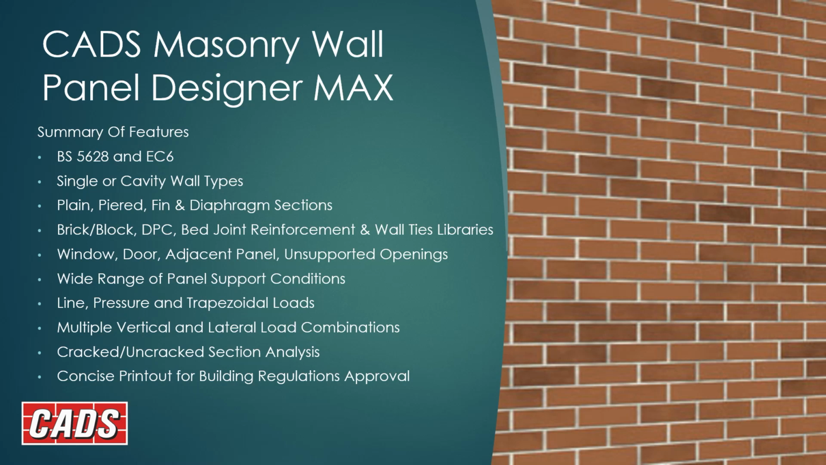As mentioned, the program can design to either BS 5628 or EC6. In fact, you can switch from one code to the other within the same set of data in the same file, so you can compare results, or you may even be asked to change your design code during the project. The wall type can be single or cavity, with sections either plain, piered, fin, or diaphragm.